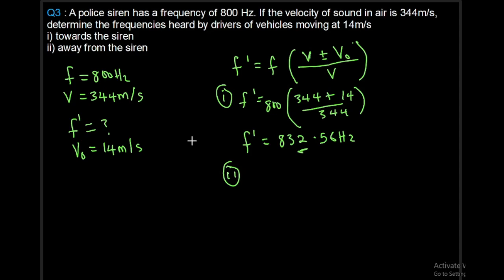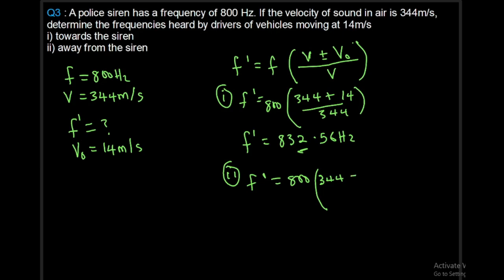Now, for the second part of the question, we're going to have apparent frequency equals the actual frequency, which is 800, multiplied by the velocity of sound, again, which is 344. Now we have plus or minus. In this case, we have the observer moving away from the source, which is the siren. The vehicle is moving away from the siren. So we are going to use minus, because whenever the observer moves away from the source, we use minus.